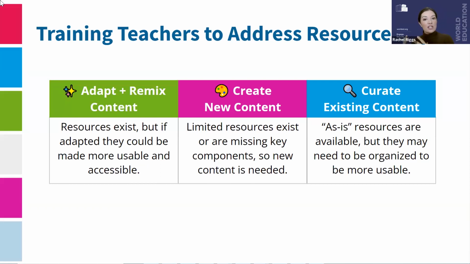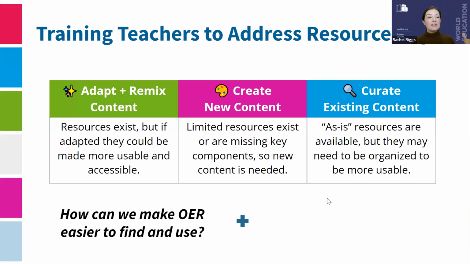And then finally, the curation of existing content. This is when there are resources that are available, but they may not be organized in a way that makes them easily retrievable for educators. And that's what the curation is about. So when we talk, Jeff and I today, Jeff will basically be talking about our human work. So this is work that we are doing actively with educators in a research study to explore how we can make OER easier to find and use for educators.